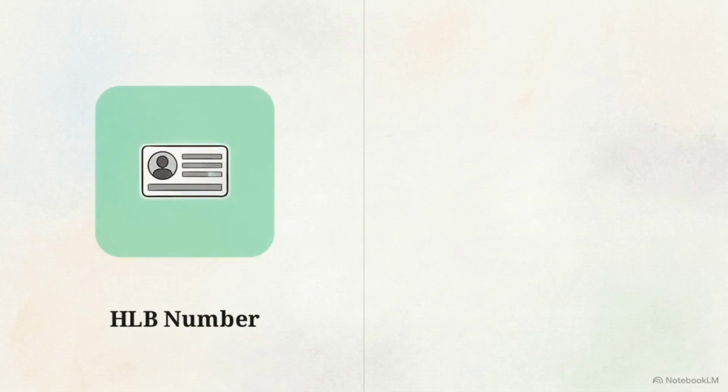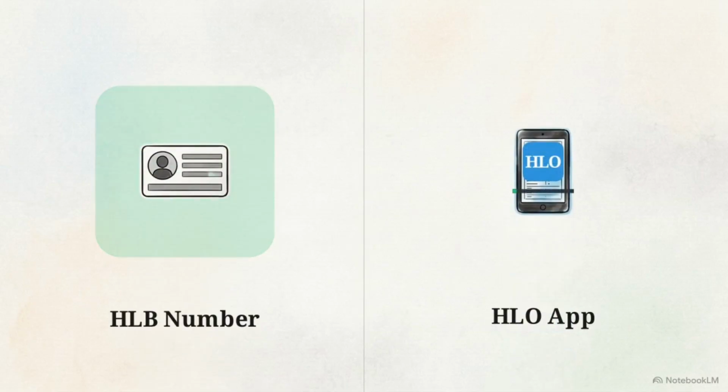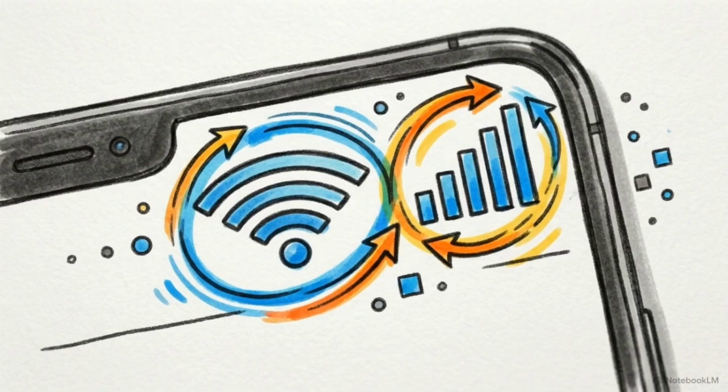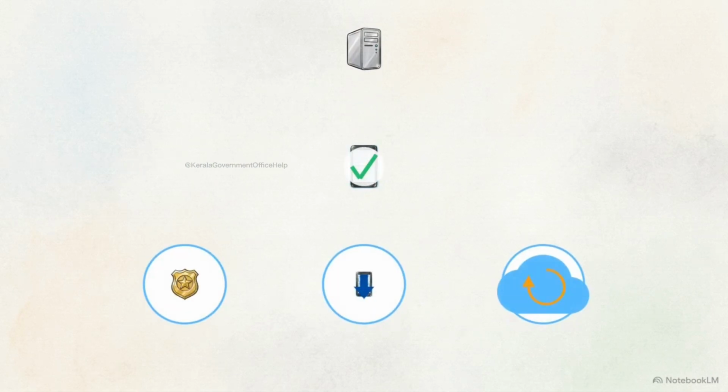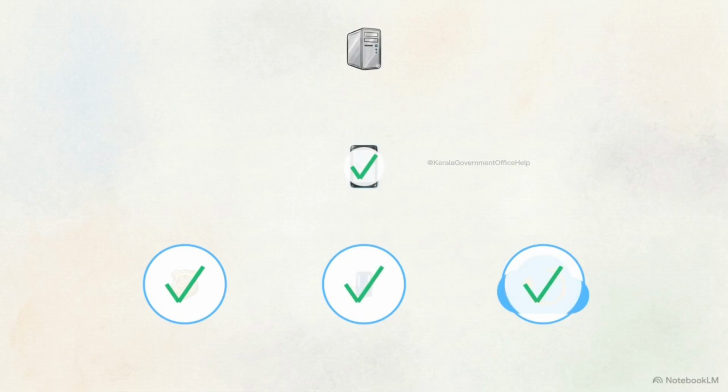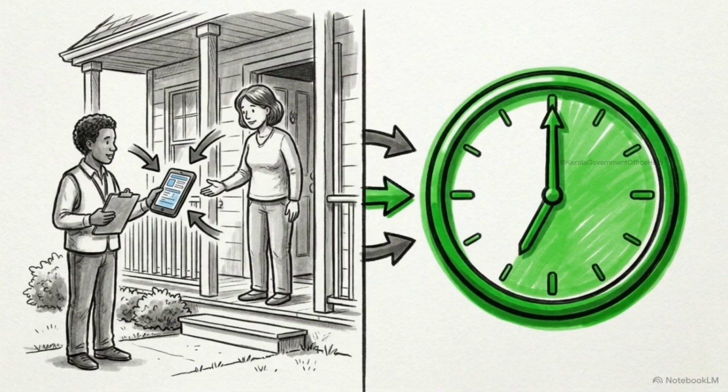You need two critical things in place: your officially assigned HLB number and the fully installed HLO app on your device. You also need an active internet connection at this stage. You must sync the self-enumeration IDs, or SEIDs, from the server to your app before you step into the field. By securing your credentials, installing the app, and syncing the SE data ahead of time, you avoid connectivity blocks in the field. This preparation saves you and the household valuable time.